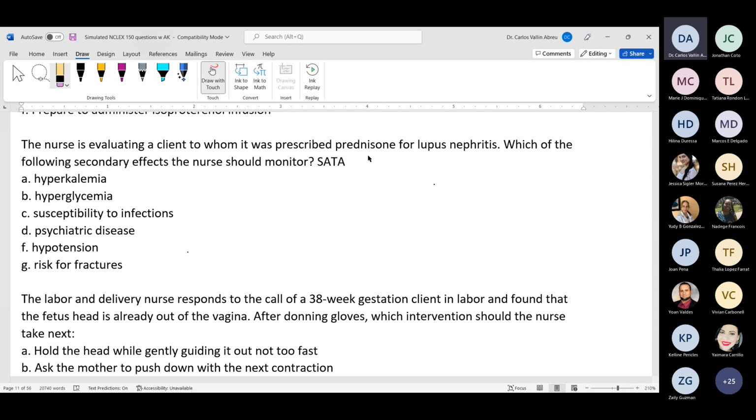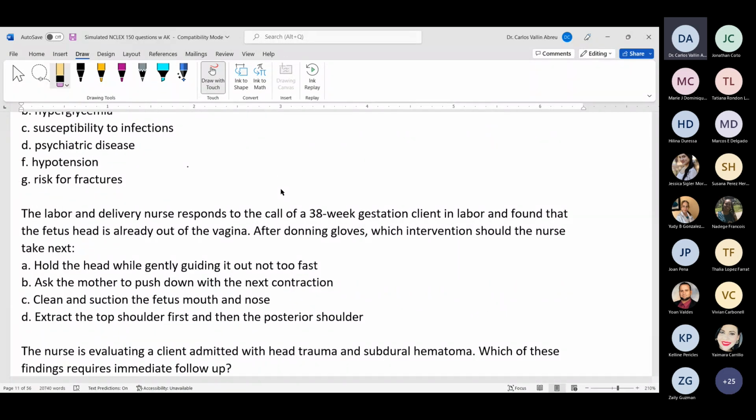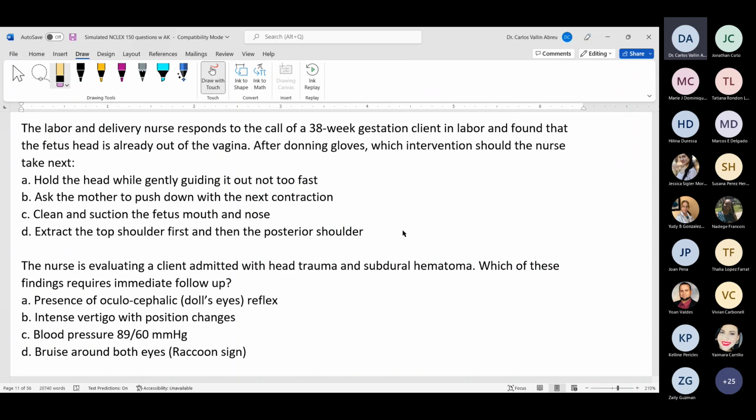When you have a question like this, which side effect should you anticipate in a patient that must take glucocorticoids? The labor and delivery nurse responds to the call of a 38-week gestation client in labor and finds that the fetus head is already out of the vagina. I don't know if you have ever seen a birth. I suggest you do that on YouTube if you've never had.